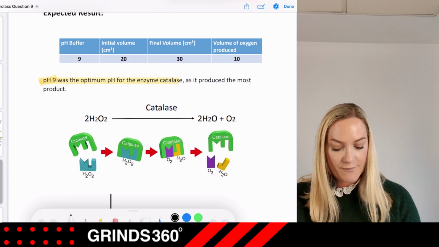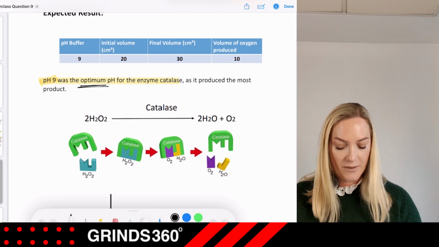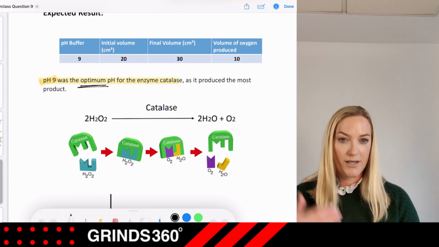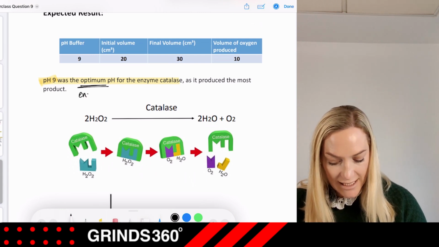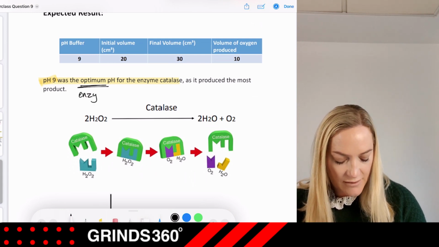They may ask what is meant by the term optimum. So that is a possible question near the end of the experiment. And optimum means that the enzyme is working at its most efficient.